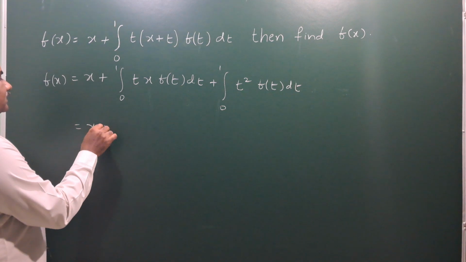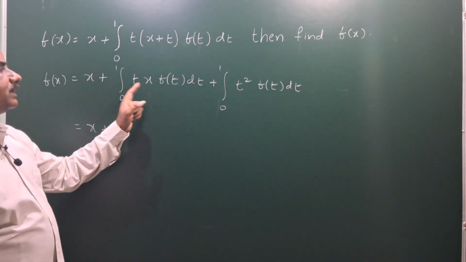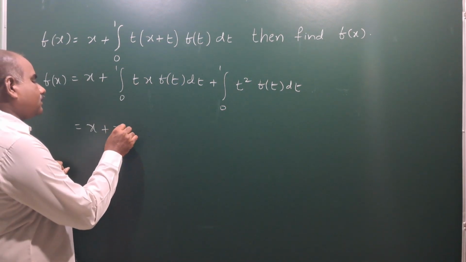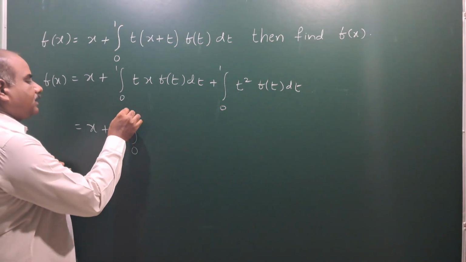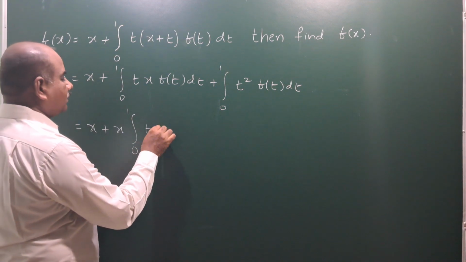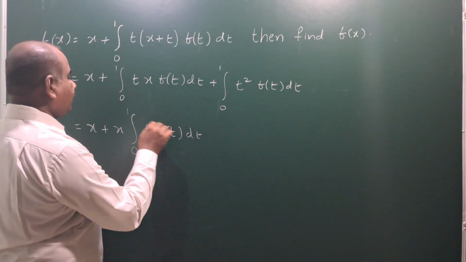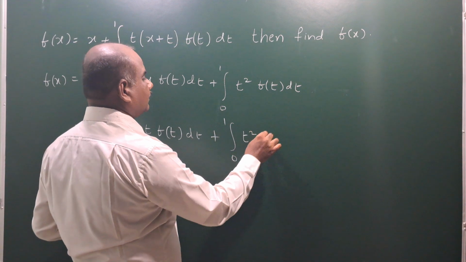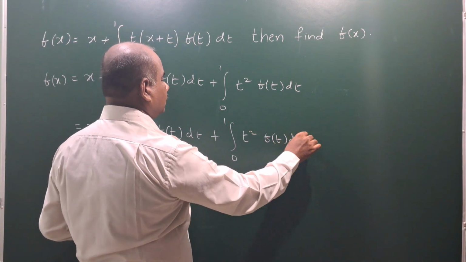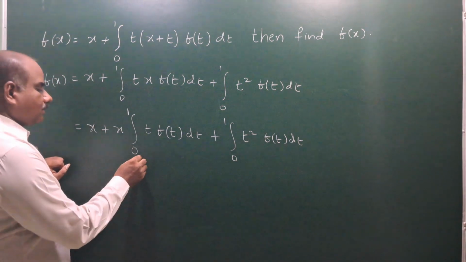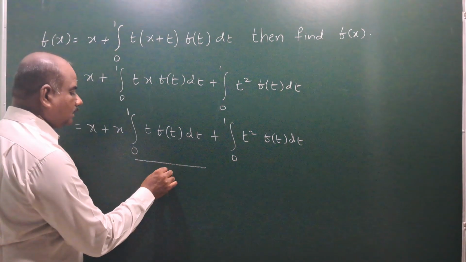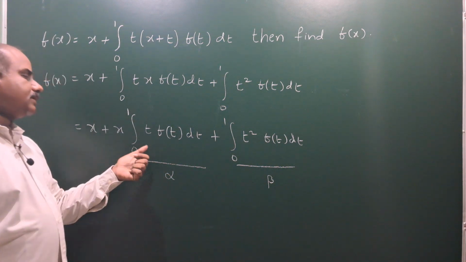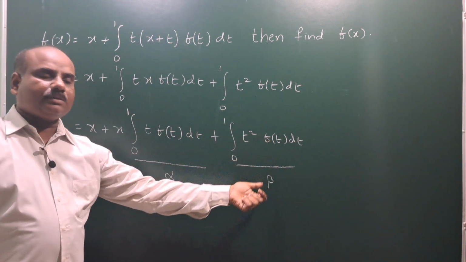Now this can be written as x plus, here we have to integrate the function with respect to t only. So here x is constant, take x outside, the remaining is like this: integral 0 to 1 t into f(t) dt, and here integral 0 to 1 t square into f(t) dt. Okay, so let us say this first integral as alpha, the second integral as beta. We have to assume like this, this one is alpha and the second term is beta.